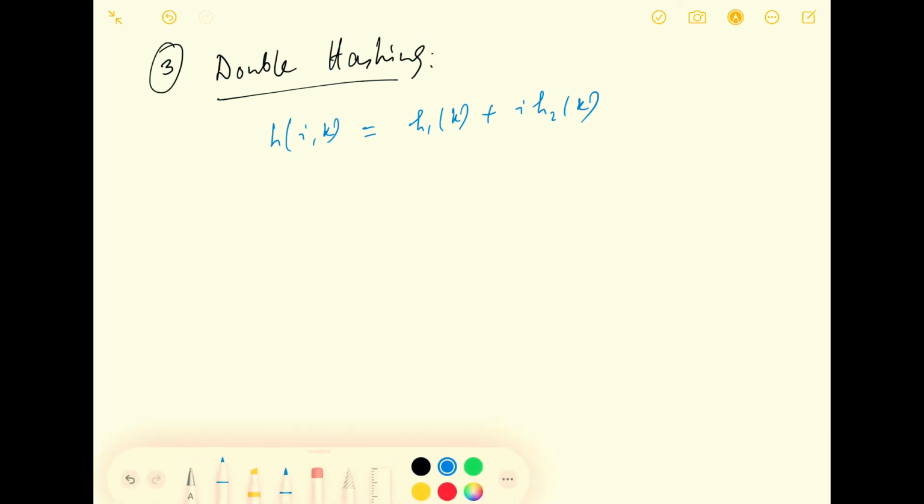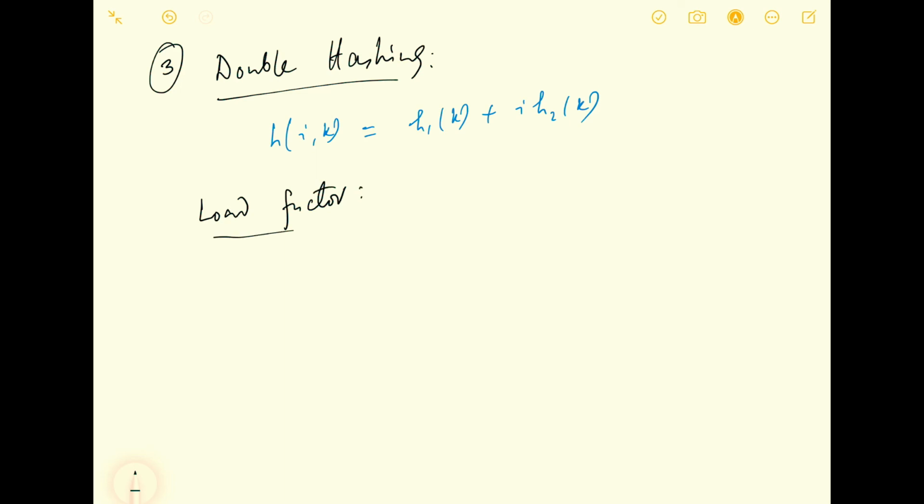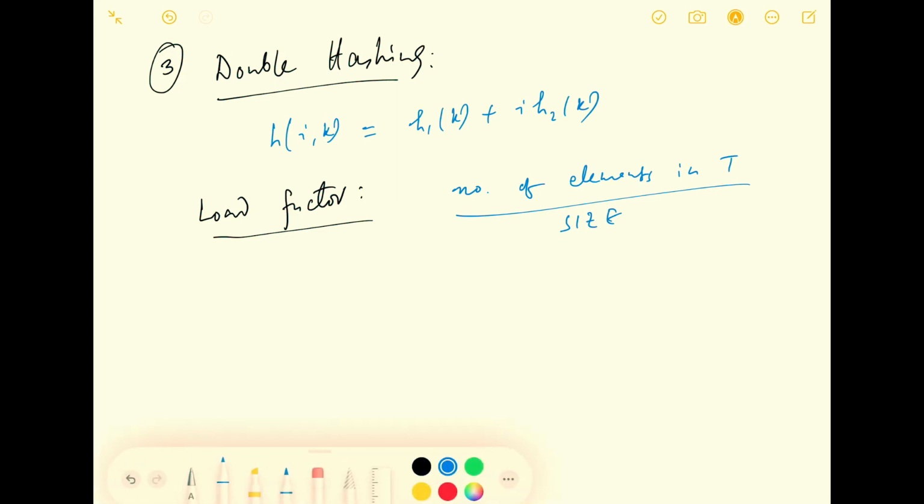So in hashing, an important terminology is what is called load factor. Load factor, or simply load, is the number of elements in the hash table T divided by size. It is also called load, and this is typically denoted by lambda.